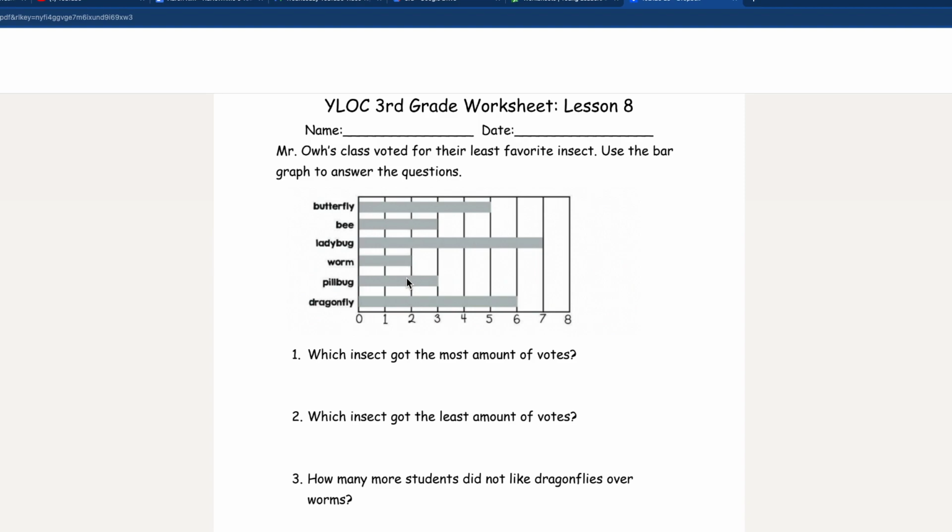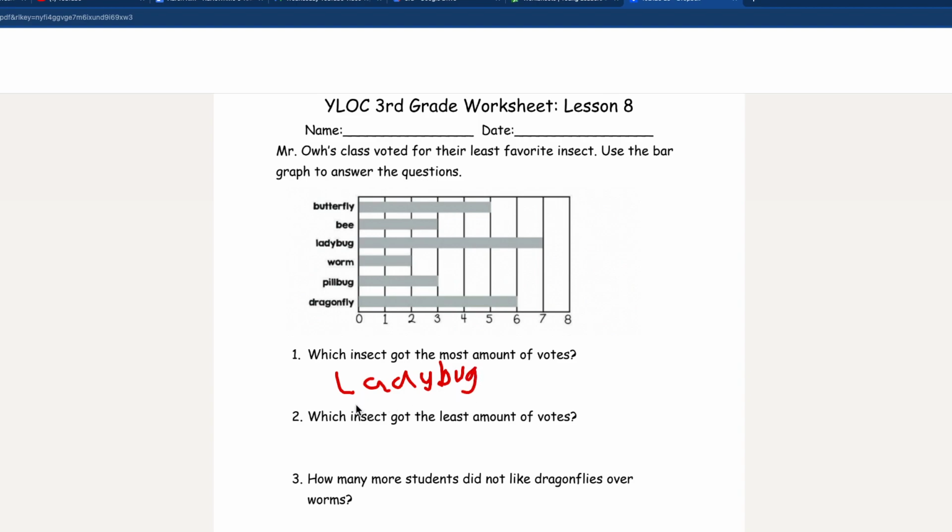Number one, which insect got the most amount of votes? As we can count, this is the number of votes, although there's no key which states it. So which insect got the most votes? If we can tell, with 7, the most votes consists of the ladybug. So the answer is ladybug with 7 votes, but we already know that, so I don't need to write it down.